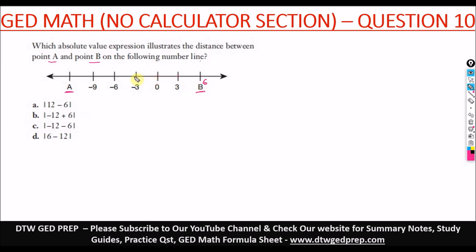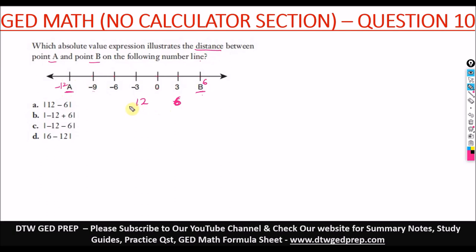So we have minus three, minus six, minus nine. If we add three to nine, we have a negative 12. So A is negative 12, B is six. The distance from B to the zero value is six, and the distance from A to the zero value is 12. In maths, there's nothing like a negative distance. We don't have negative distance. Even if on your number line it shows negative, when they say distance, distance can never be negative.